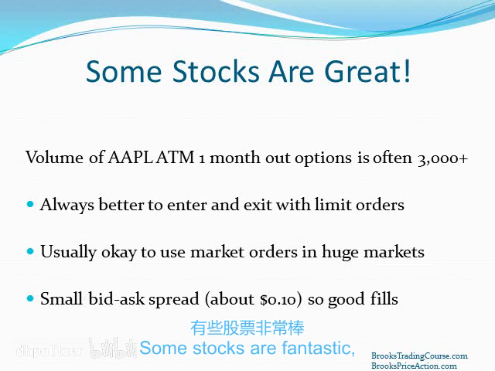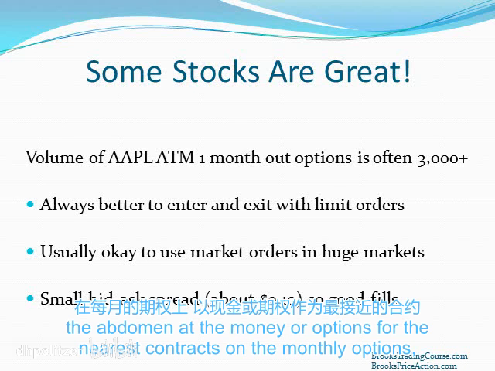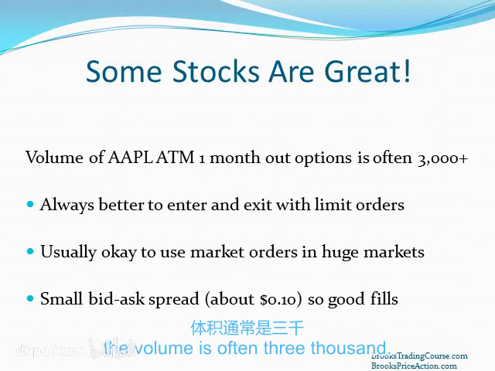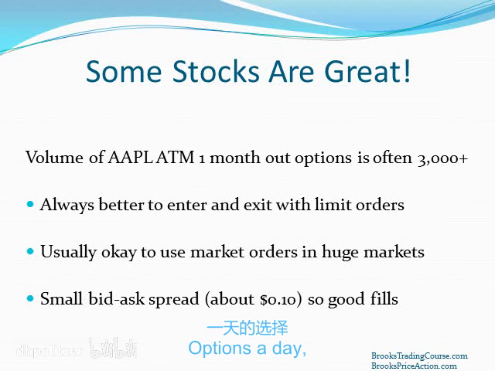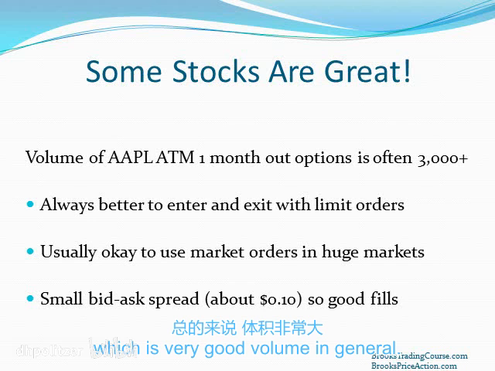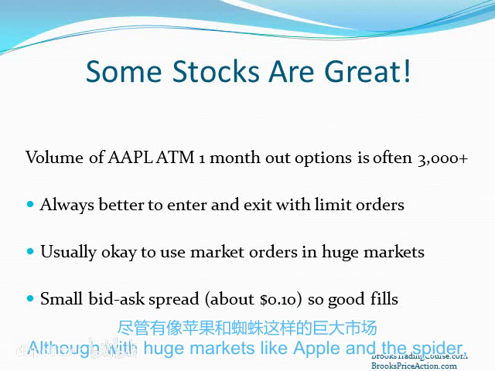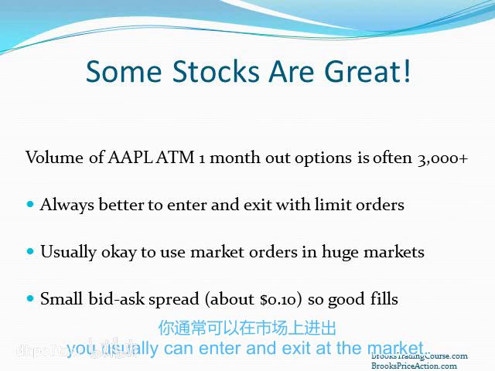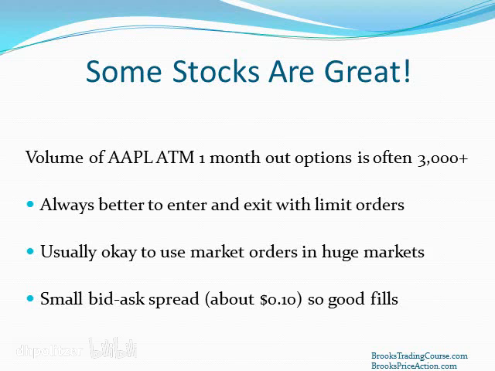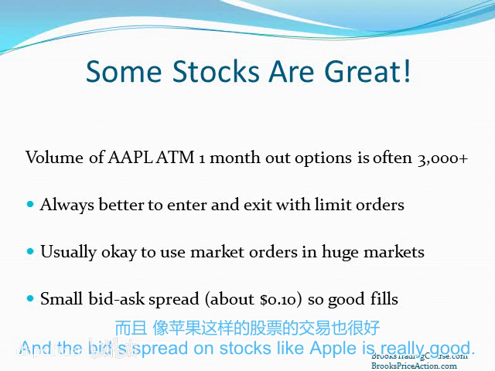Some stocks are fantastic. For example, Apple, the at the money options for the nearest contracts on the monthly options, the volume is often 3,000 options a day, which is very good volume. In general, it's better to enter and exit monthly options with limit orders, although with huge markets like Apple and the Spider, you usually can enter and exit at the market. And the bid-ask spread on stocks like Apple is really good.